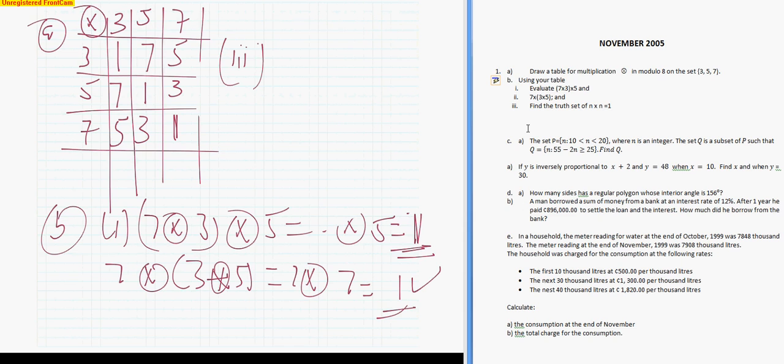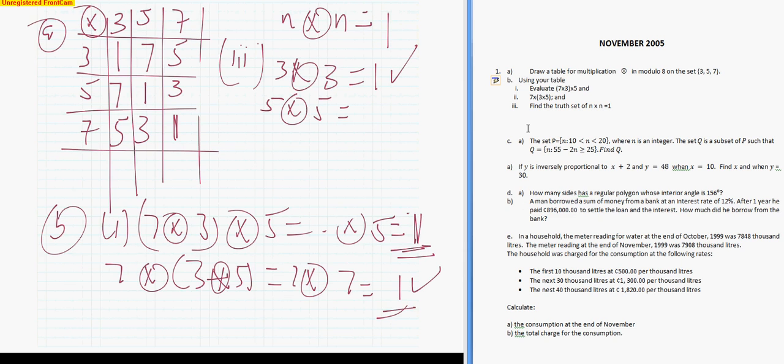The next part is find the set of n such that n times n is equal to 1. So here, similar to some of the problems you solved, you just have to start from the first n, and so n is equal to 3. So you're going to have 3 times 3. 3 times 3 is equal to what? 1. So that satisfies the requirement. Let's move to 5. 5 times 5, from the table. If you look here, this is the table. 5 times 5 will also give us 1.